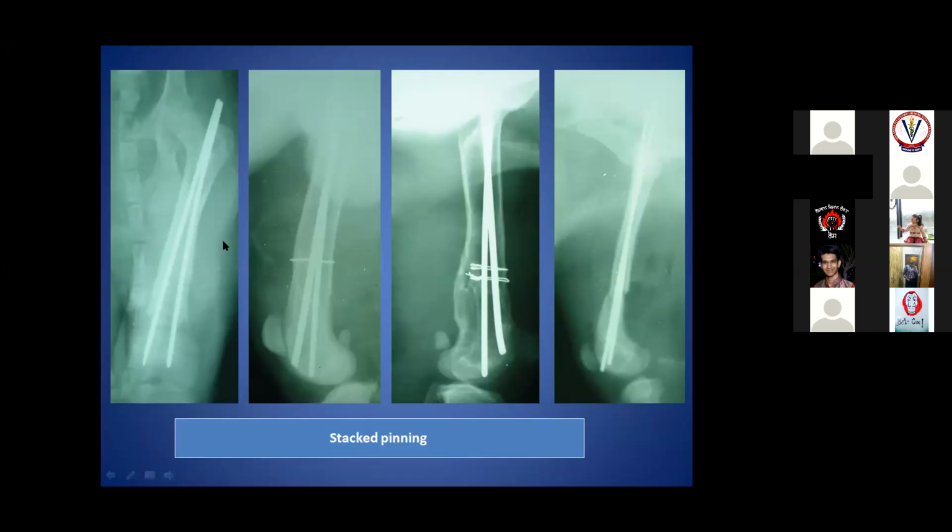So these are the X-rays which we have done with the help of stack pinning. See, this is the fracture line. More than one intramedullary pin is used to stabilize the fracture. Here also more than one. In addition, we can also use an additional device, that is, full subclass wiring along with the stack pinning. Okay, again stack pinning here. All these are femoral fractures.